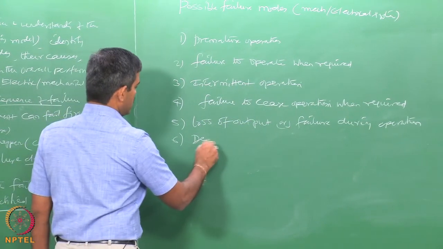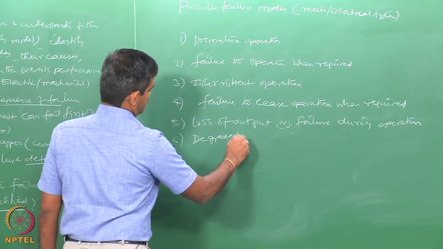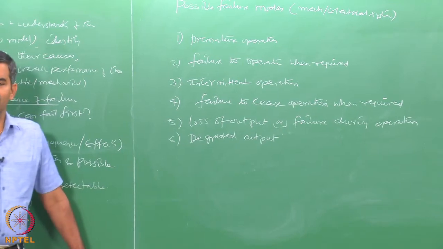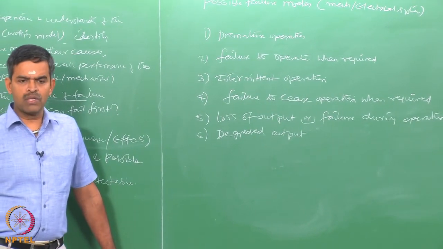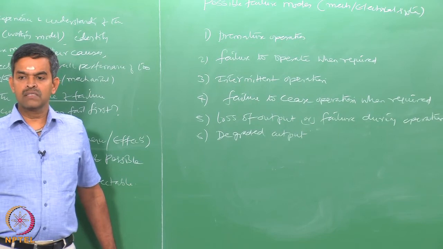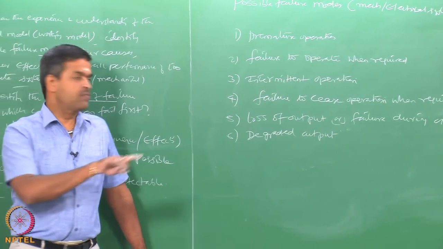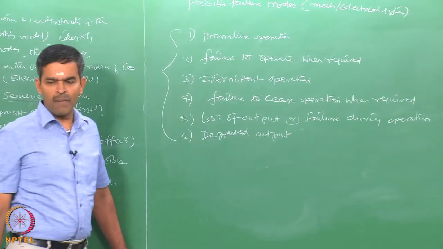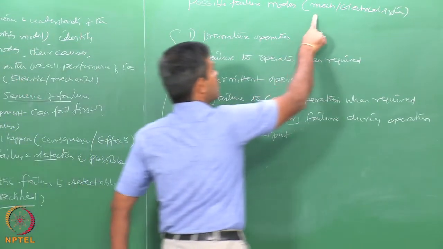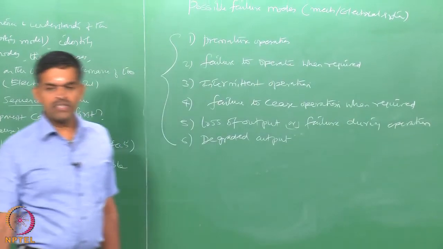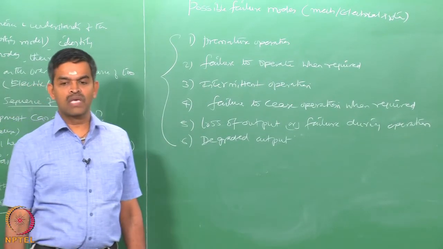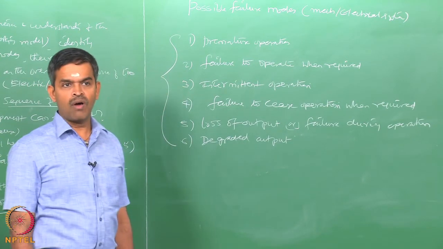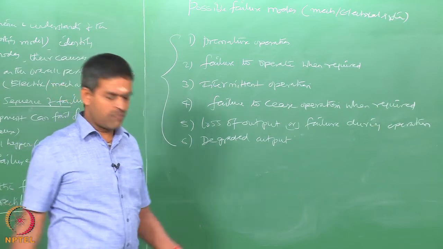Sixth could be degraded output. You want a specific level of output, but you are getting the output, but the output is not satisfactory as per the performance function of the system. So, these are the possible failure modes which can very commonly occur in electromechanical systems, which are not very common in case of chemical process systems. So, these are the analysis of failures which are very commonly used successfully in FMEA studies.